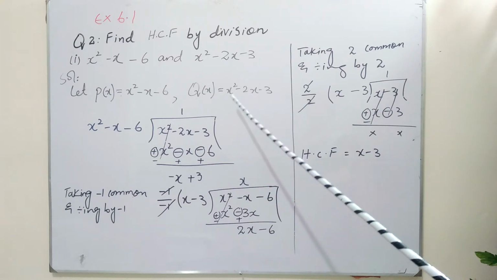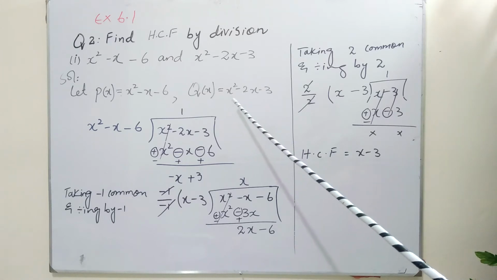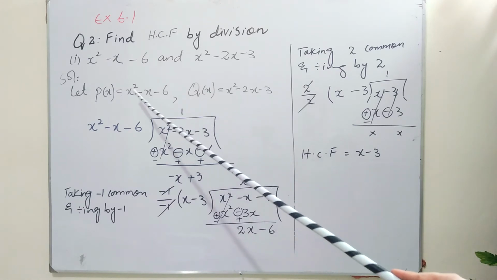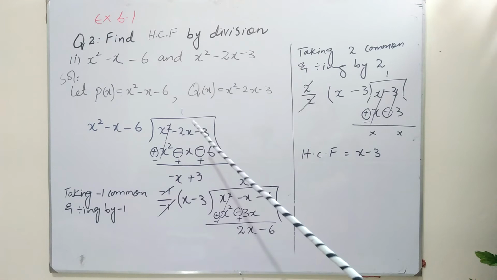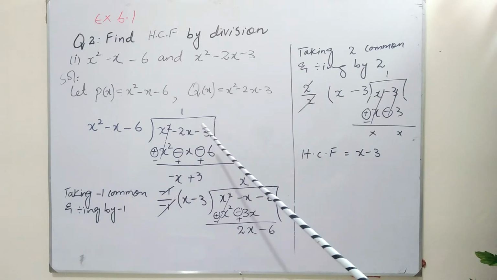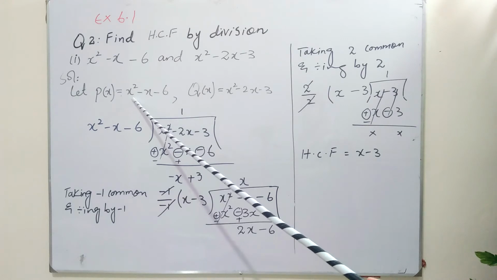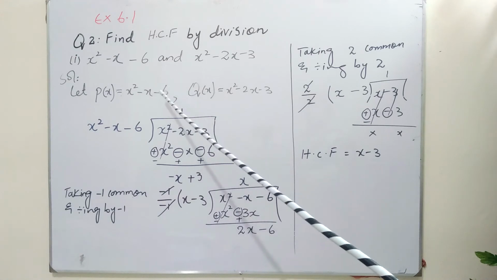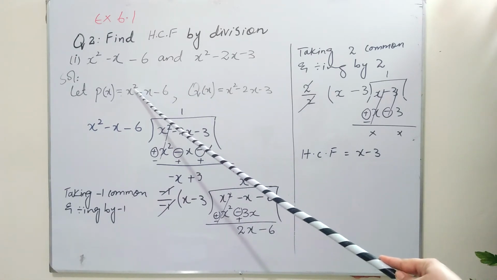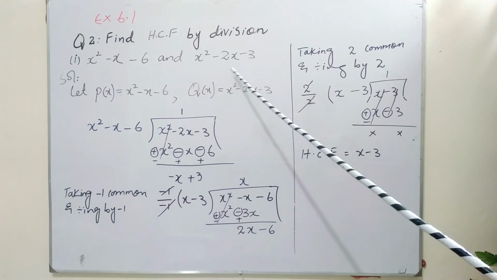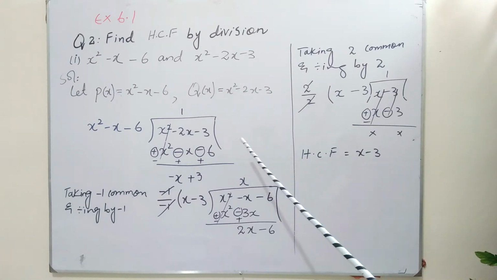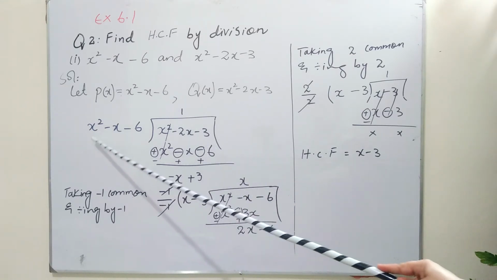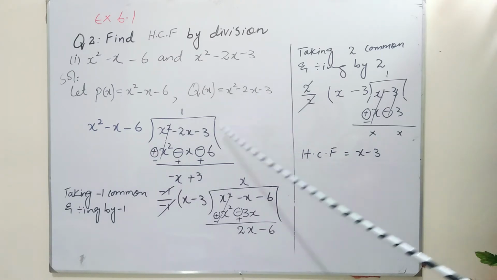If the highest power in one case is greater, that will be your dividend. But if in both cases the degree is the same, then you can take any of the terms as divisor or dividend. Now in our case, the degree is the same: the first one is x square minus x minus 6, with degree 2, and the second also has degree 2. So we can take any term as divisor and the other as dividend. We take this one as divisor and this term as dividend.